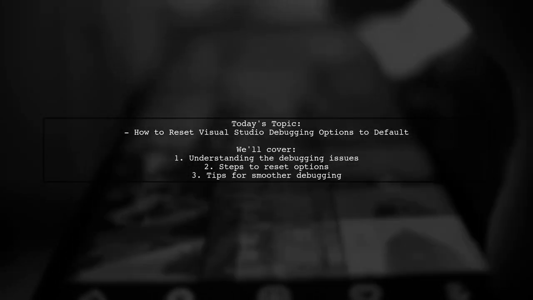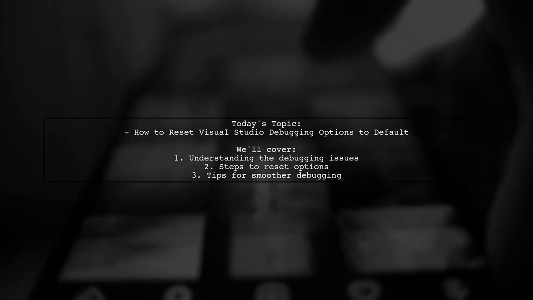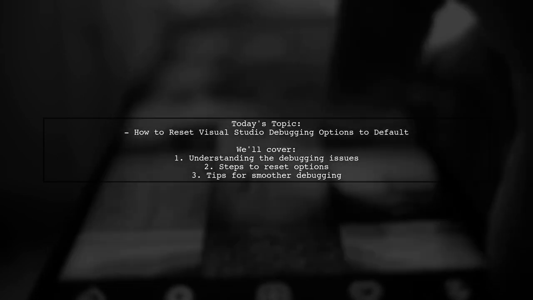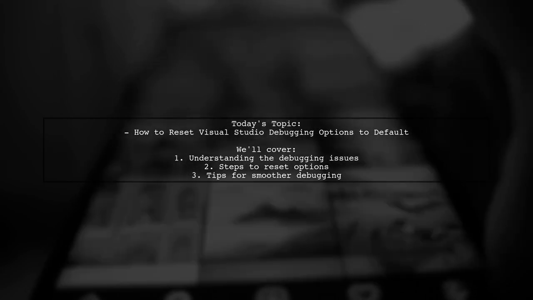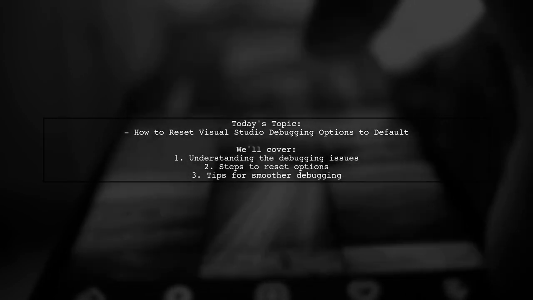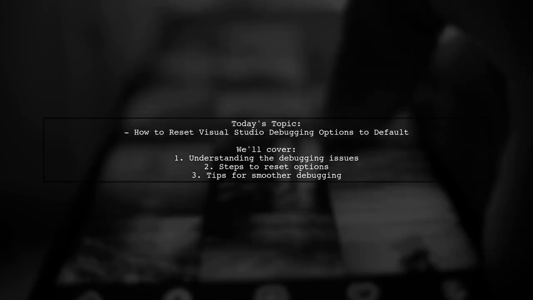Today, we're tackling a question that many Visual Studio users encounter. Our viewer is experiencing some unusual debugging behaviors in Visual Studio 2015 community and wants to know how to reset the debugging options back to their default settings. Let's dive into the details and find a solution together.